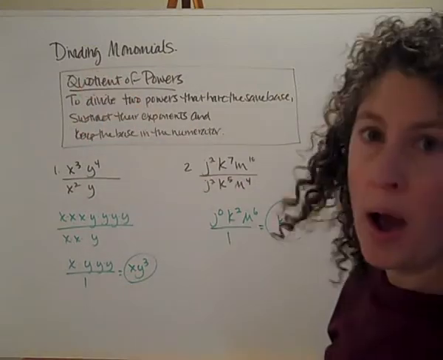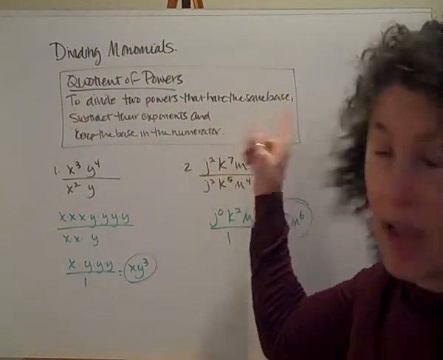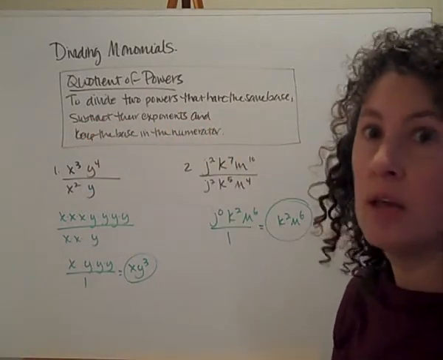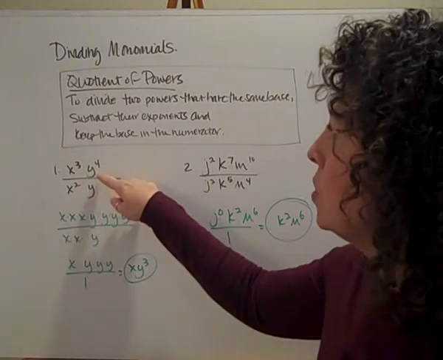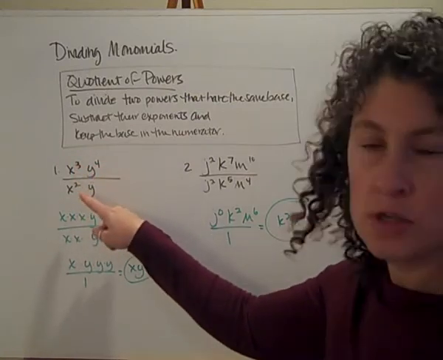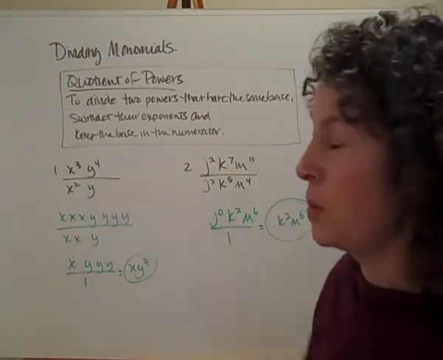So, quotient of powers. To divide two powers that have the same base, again, they have to have the same base, subtract their exponents and keep the base in the numerator. So our first example here, we're going to simplify x cubed y to the fourth over x squared y. Don't forget that that y has a 1 as the exponent there.